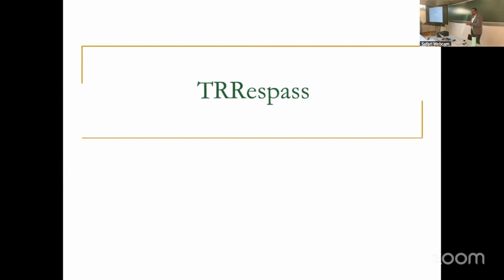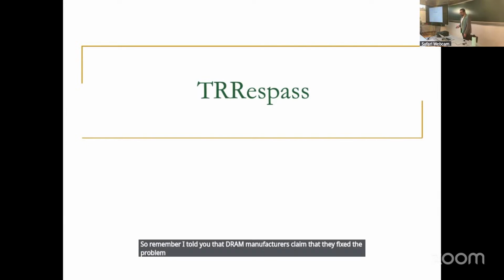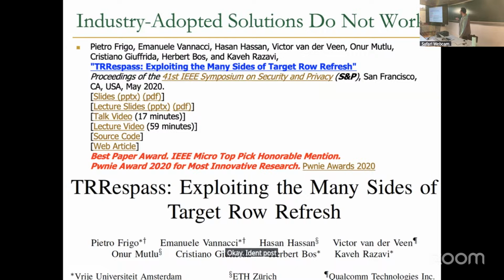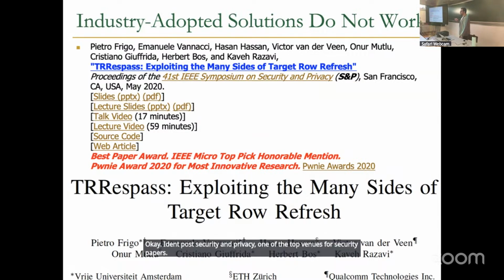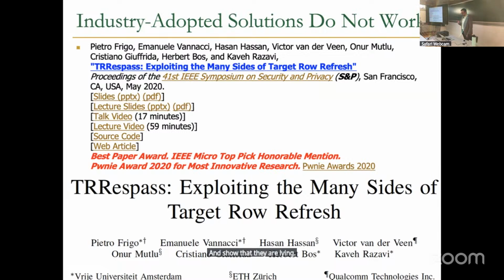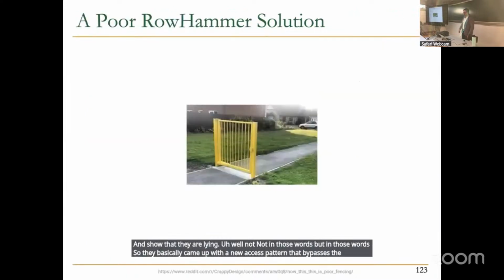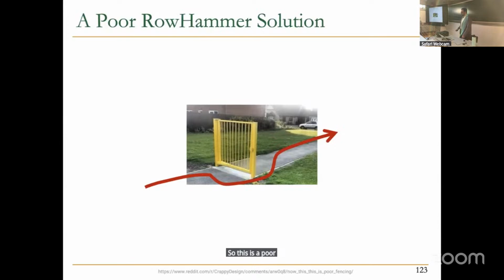Okay, I guess everyone is back, so let's start. Remember I told you that DRAM manufacturers claim that they fixed the problem. This paper came out in 2020 in IEEE Security and Privacy, one of the top venues for security papers, and showed that they are lying. Well, not in those words, but they basically came up with a new access pattern that bypasses the deployed mitigation mechanisms. So this is a RowHammer solution that just walks around the mitigation mechanism.